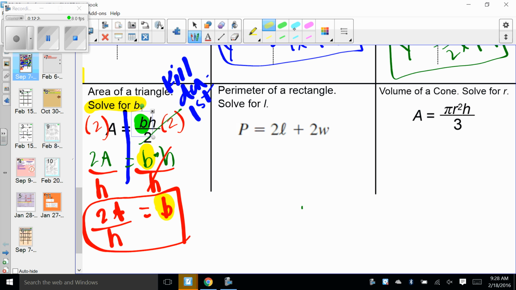Okay, next problem, we're going to solve for the variable L. Hand method's going to kick in here. So this particular problem, if I were to cover all of this with my hand, I would have to get rid of the add 2w. To get rid of that, I subtract 2w, copy, paste.